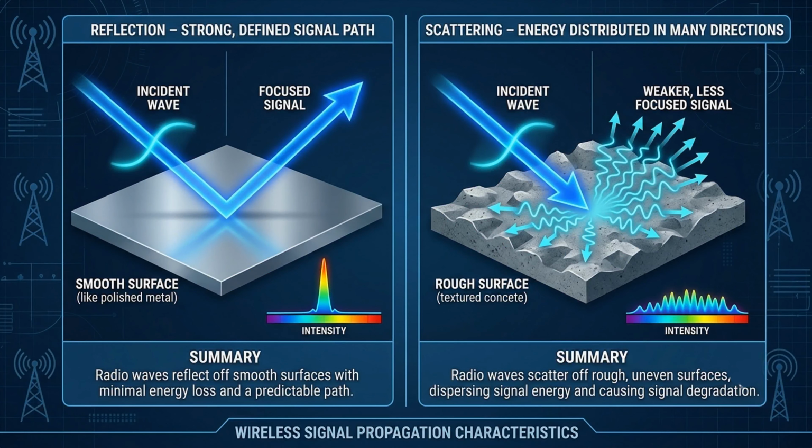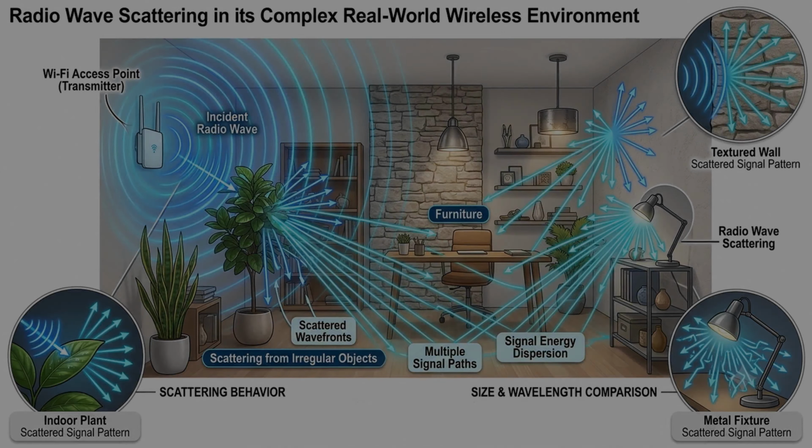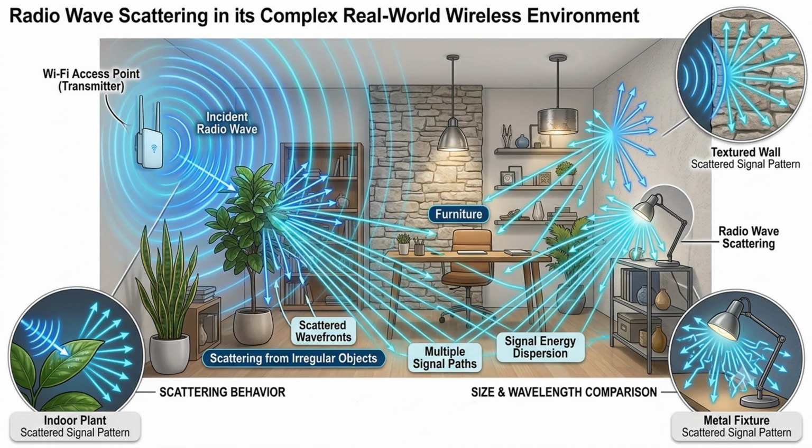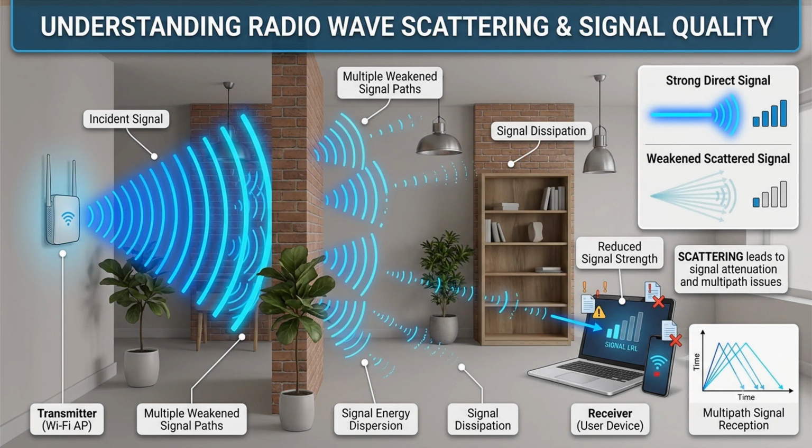structures. Unlike reflection, where a significant portion of the signal follows a defined path, scattering distributes the signal energy across many directions. As a result, the original signal becomes weaker and less focused. In wireless environments, scattering can be caused by objects such as indoor plants, textured walls, furniture, metal fixtures and other irregular surfaces. Even small objects can contribute to scattering when their size is comparable to the wavelength of the radio signal. Scattering can reduce signal strength and quality by dispersing energy that would otherwise travel directly toward the receiver.